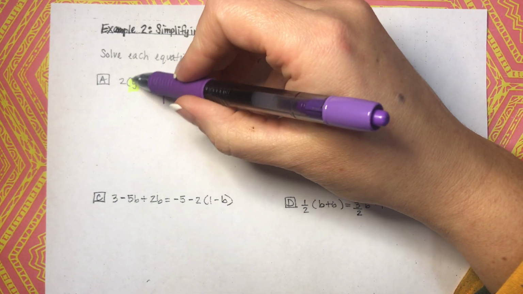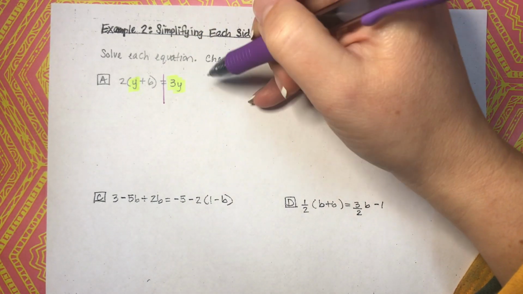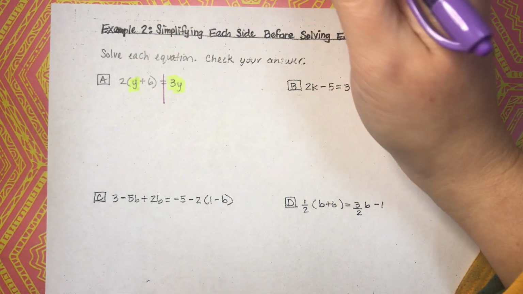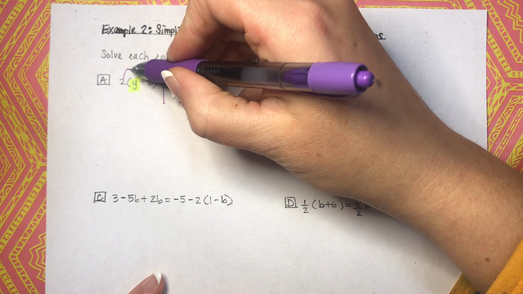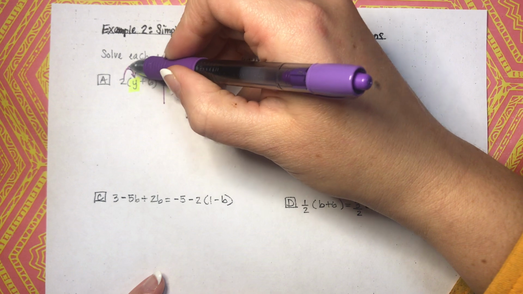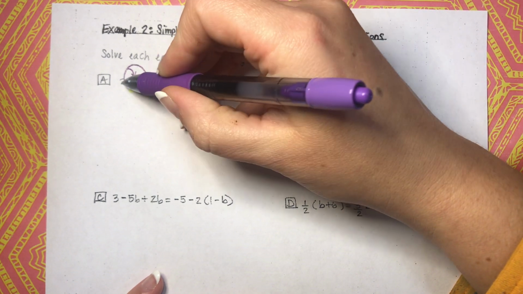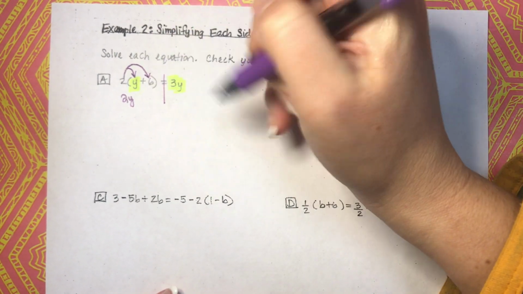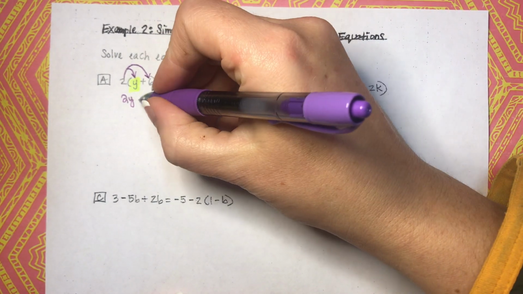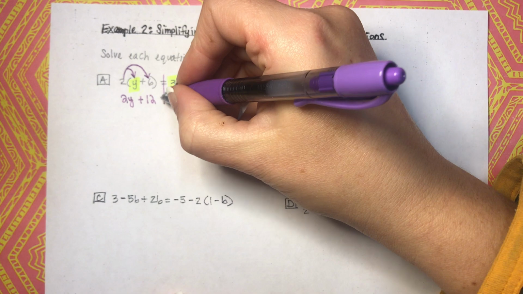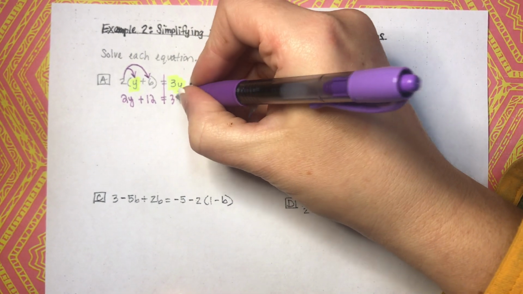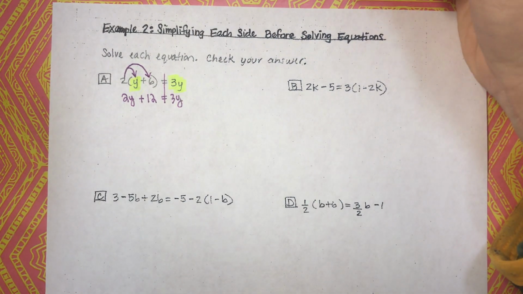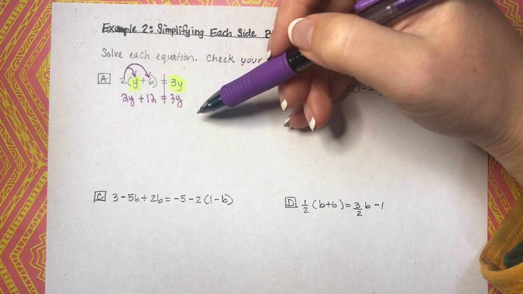And just think of this little y as a person and this little 6 as another person. And we're going to multiply that 2 to each little bit. It's all about equality. All right, there we go. So 2 times y, which is going to be 2y, and then 2 times a positive 6, which is going to be a positive 12, equals 3y. So now we're going to try to get the variables on the same side.